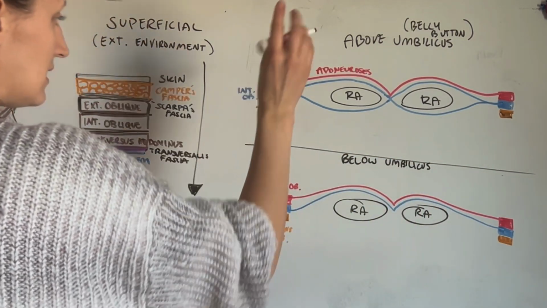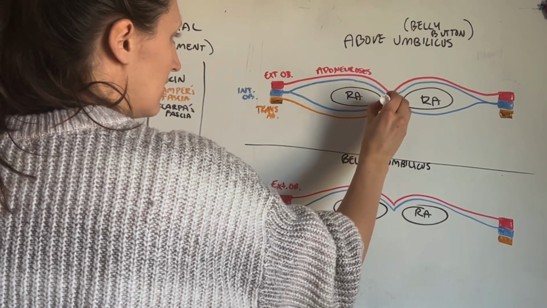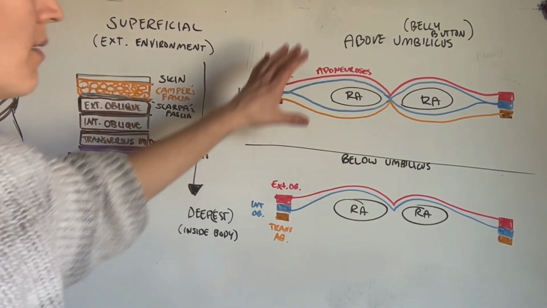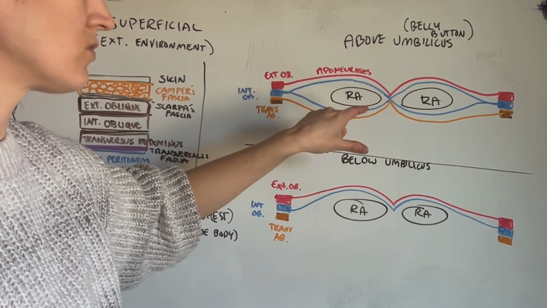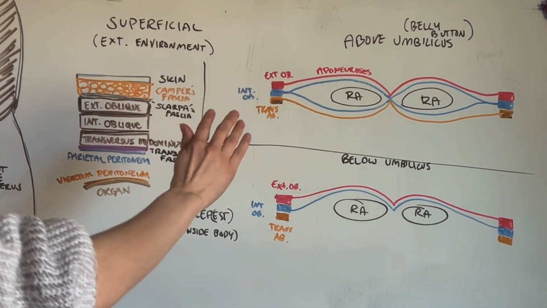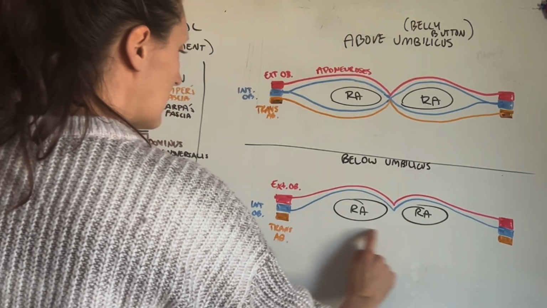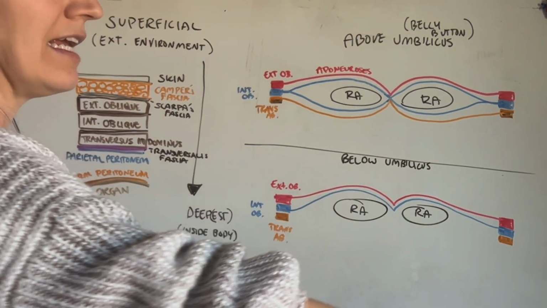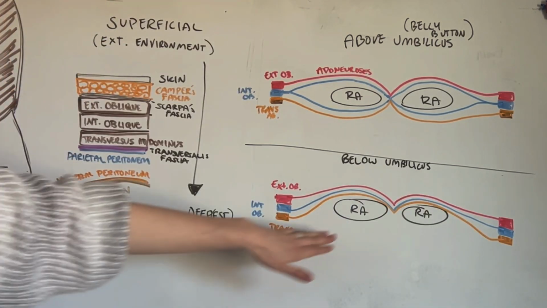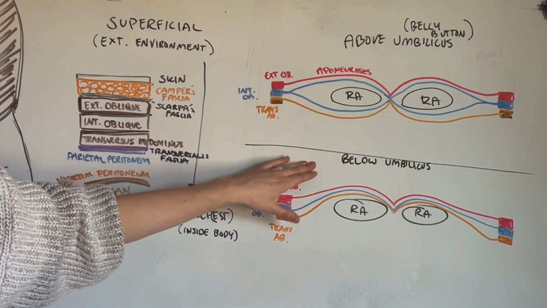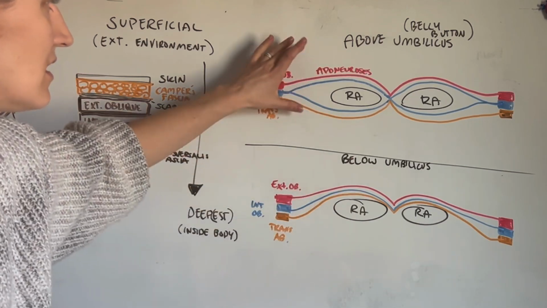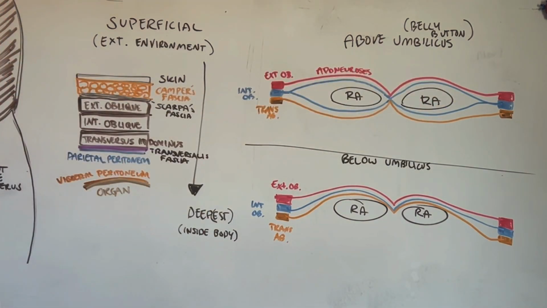Now, transversus abdominis above the umbilicus, its aponeurosis goes completely behind or deep to the rectus abdominis. So when we are above the umbilicus, the rectus abdominis muscle is completely encased equally on the front and the back side. When we go below the umbilicus, the rectus abdominis is not very encased anymore because transversus abdominis also goes in front of rectus abdominis. When you go below the umbilicus, the rectus sheath is all in front of the rectus abdominis. Versus above the umbilicus, it is on both sides, really encasing that muscle.